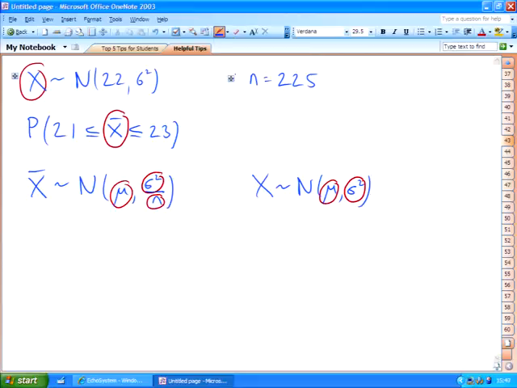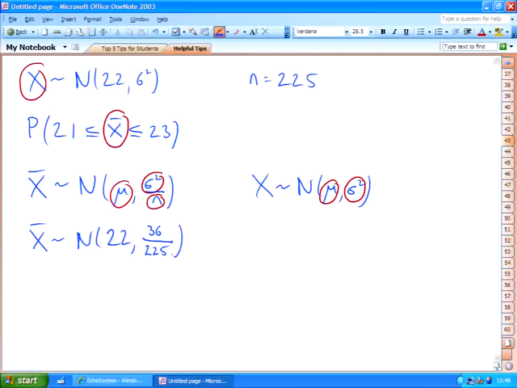We have the following. X bar has this normal distribution with mean mu, variance sigma squared upon n. So for our particular problem, X bar will have a normal distribution with mean mu of 22 and variance sigma squared over n, which I can write as 36, which is sigma squared, divided by n, so divided by 225. So just be very aware that we are now working with an average X bar rather than an individual entity X.